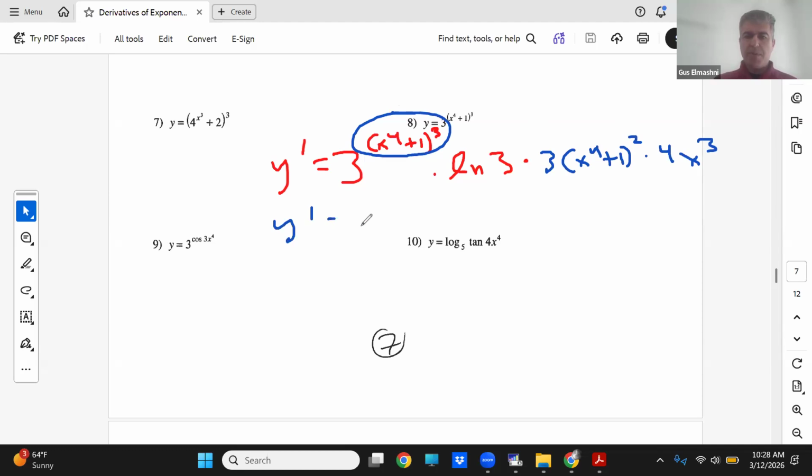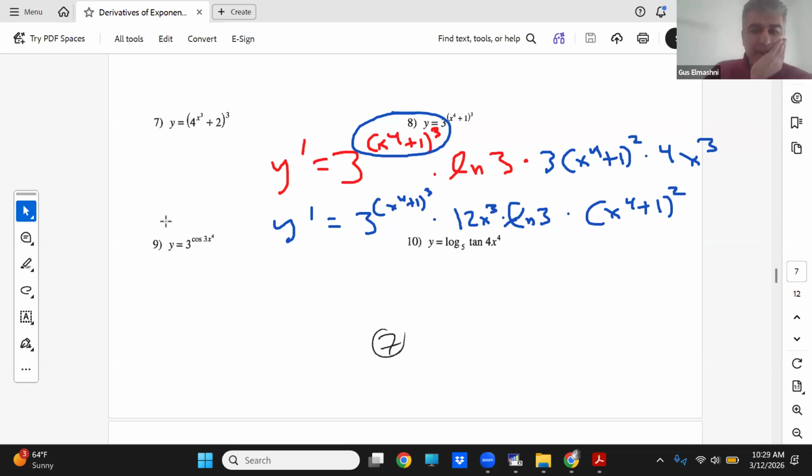So y prime should be 3 raised to that junk cubed, times 12x cubed, times natural log of 3, times (x^4 + 1) squared. I'm not sure what else I would do beyond that. Was the answer key different? Yeah. Okay, then give me a sec. Let me think about this one here.